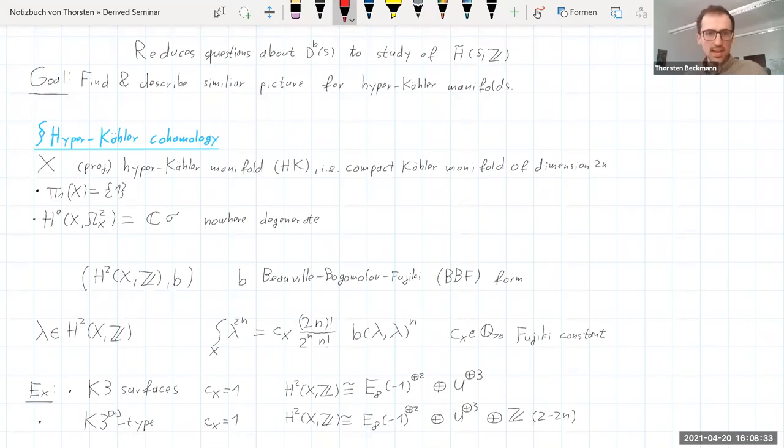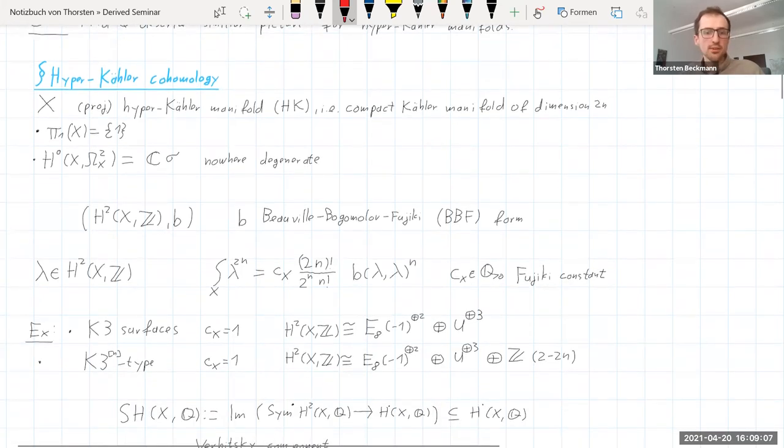And if we have a hyperkähler manifold of K3^[n] type, that is a hyperkähler manifold which is deformation equivalent to the Hilbert scheme of n points on the K3 surface, then also there the Fujiki constant is one, and the second integral cohomology has the part coming from the K3 surface, so 2 copies of the negative definite E8, 3 copies of the hyperbolic plane, and there is one copy which corresponds to the exceptional divisor of the Hilbert-Chow morphism, for example, in the case of the Hilbert scheme.